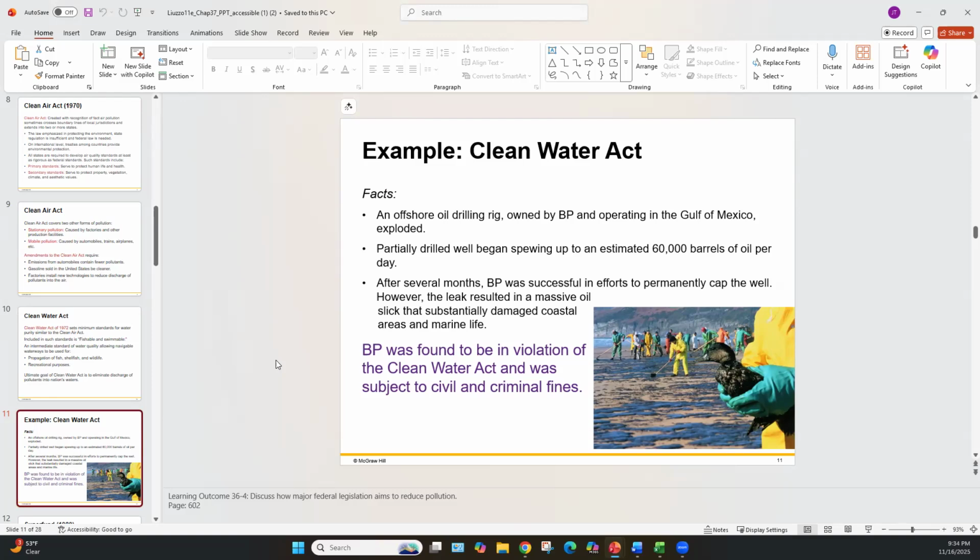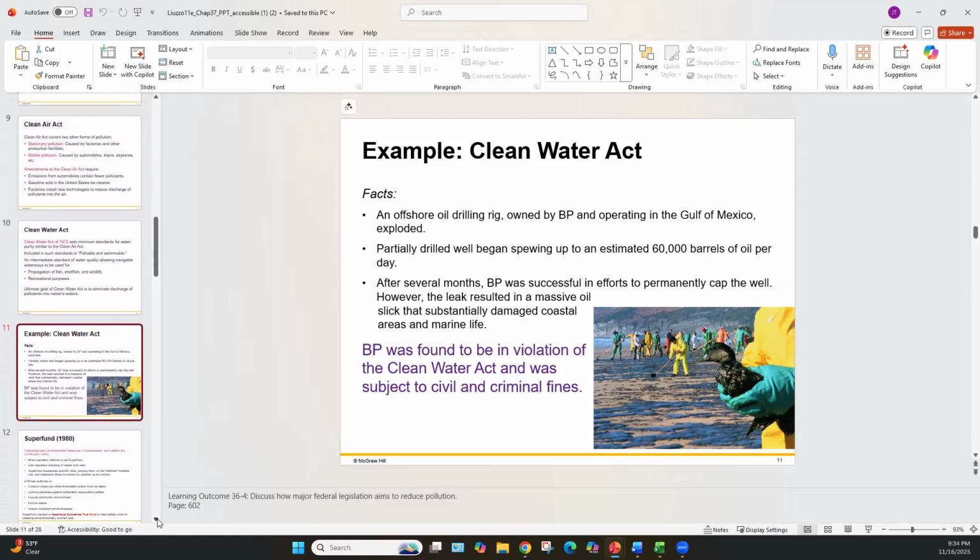After several months, BP was successful in efforts to permanently cap the well. However, the leak resulted in a massive oil slick that substantially damaged coastal areas and marine life. BP was found to be in violation of the Clean Water Act and was subject to civil and criminal fines. And you can bet they were enumerated.